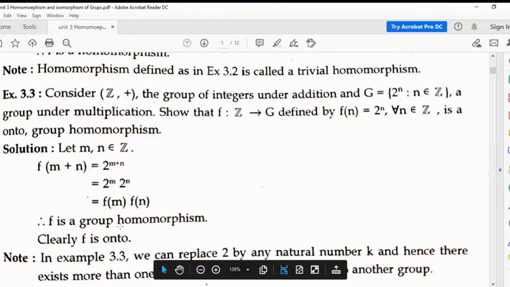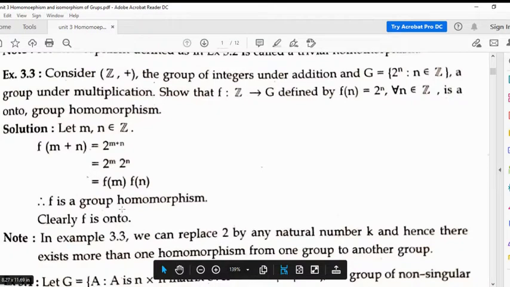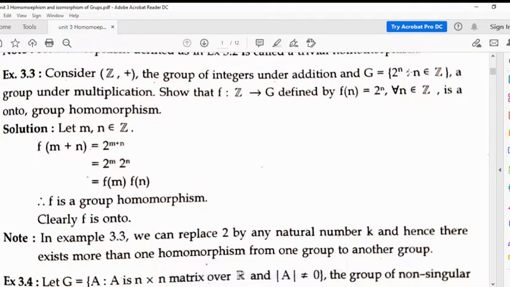satisfies the definition of group homomorphism. So f is a group homomorphism, and clearly f is onto, because for any 2 raised to n belongs to the codomain, there exists n belongs to Z such that f of n is equal to 2 raised to n. So this is again onto.